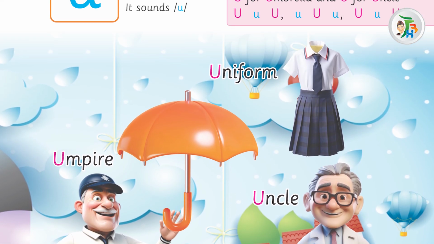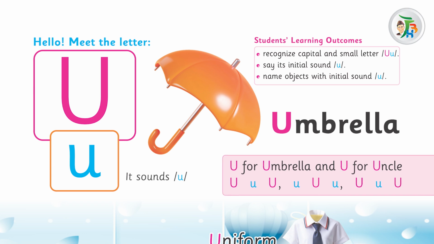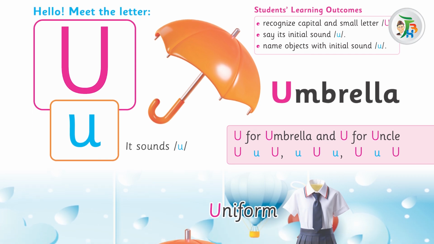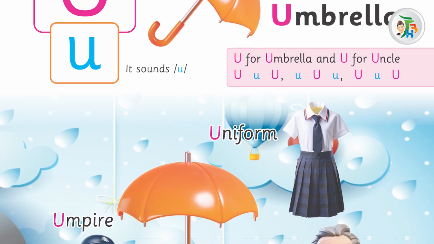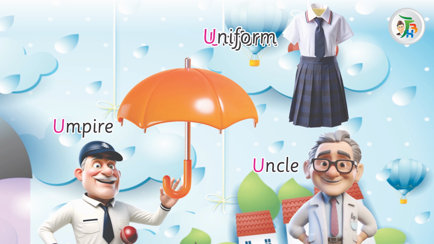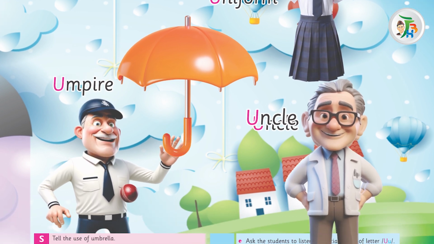Students, move on to your page. Hello, meet the letter U. It sounds a. U for umbrella and U for uncle. Now look at this picture. You can find many objects that start from letter U, like uniform, empire, uncle.